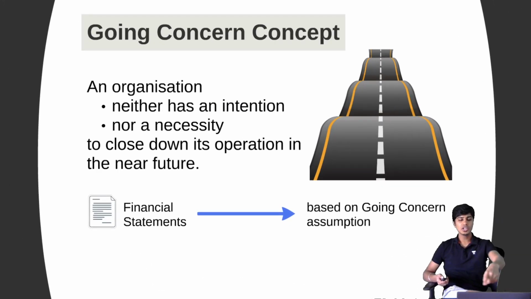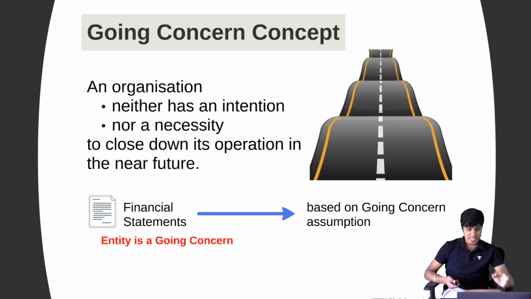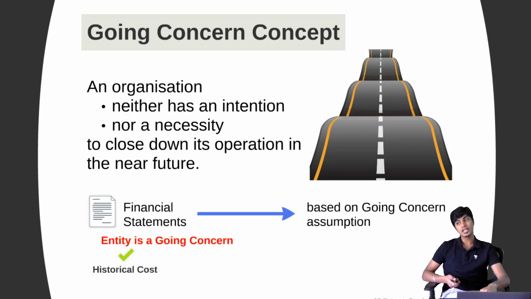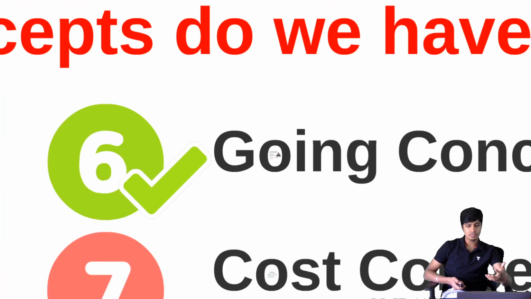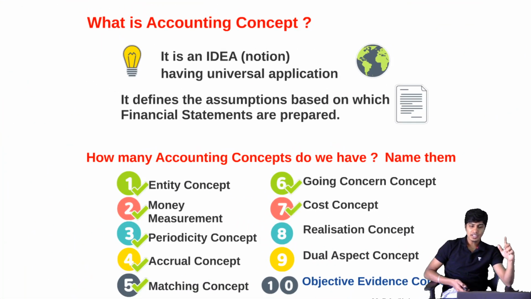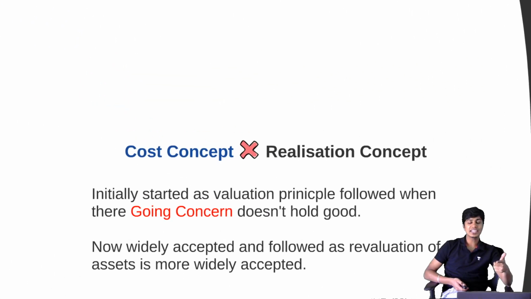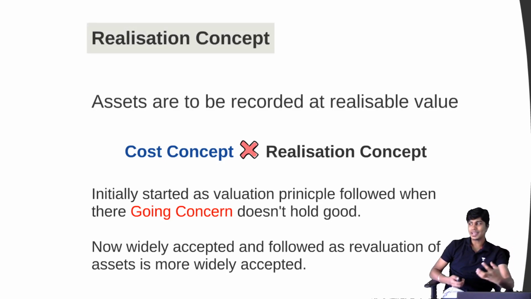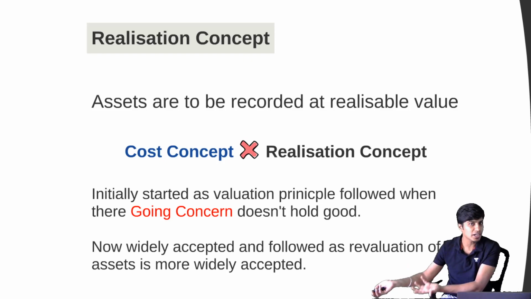However, if the entity is a going concern, it has to follow the historical cost concept, meaning record all the assets at the original price, historical cost. If the organization is not a going concern, then it has to record at the realization concept, that is realizable value. This is the opposite of the cost concept. Here the value is recorded at the price that you will realize if you sell the product right now.